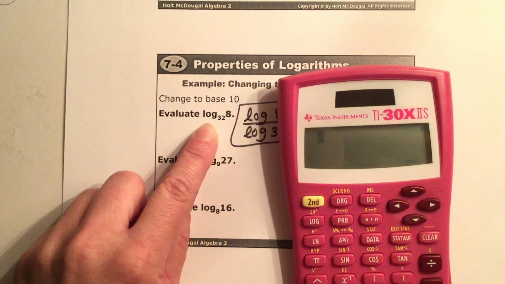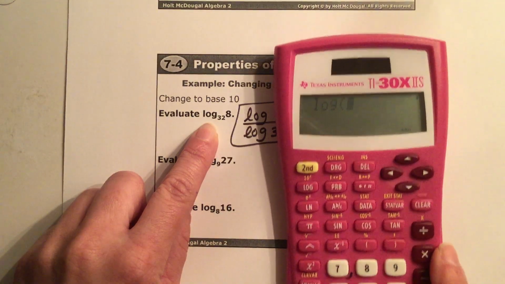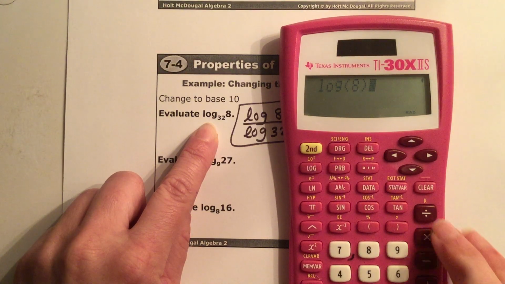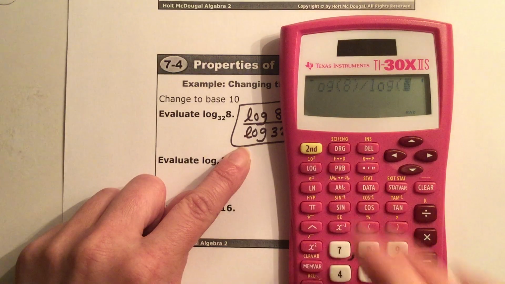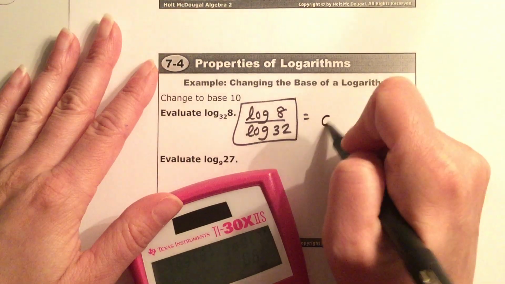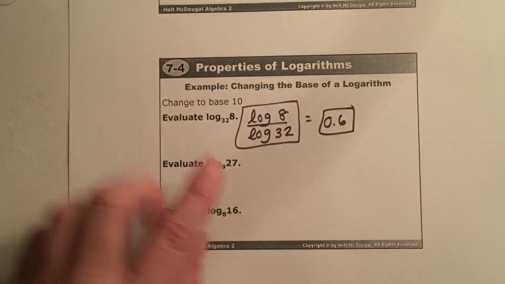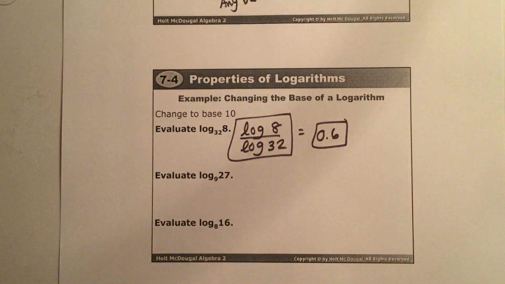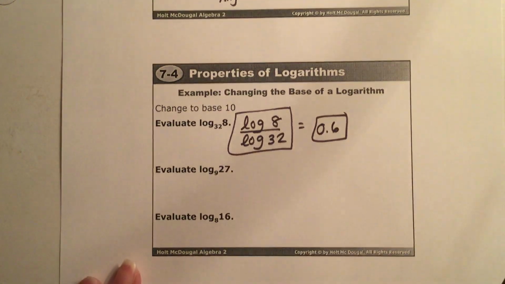Now you just plug this into your calculator. So the log, it'll open a parenthesis for you. We want the log of 8 on the top. Close it. That's the numerator. Divided by, we have a log on the bottom. The log of the base, which is 32. It'll open a parenthesis for you. Make sure you close it at the end. And this is 0.6. So what this tells us is 32 to the 0.6 power gets you to 8. Change of base formula, we could use the calculator.